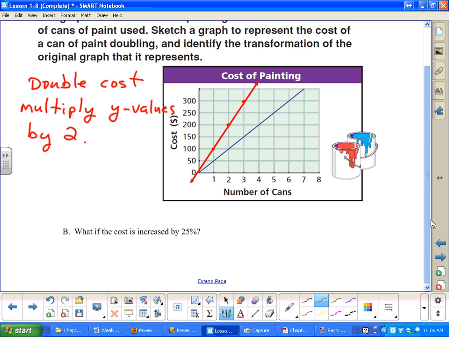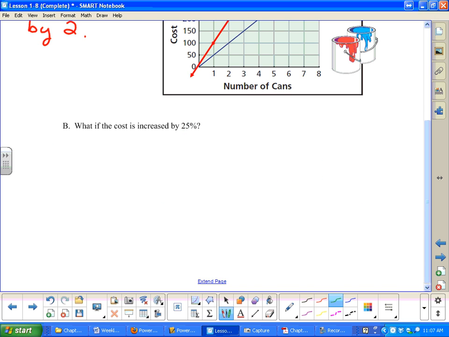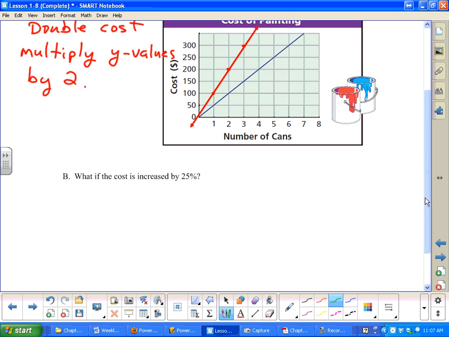Letter B here says, what if the cost is increased by 25%? How can I do a cost increase of 25%? Nolan, what do you think? I would just, I guess, take 1/4 of each number and add it to it.